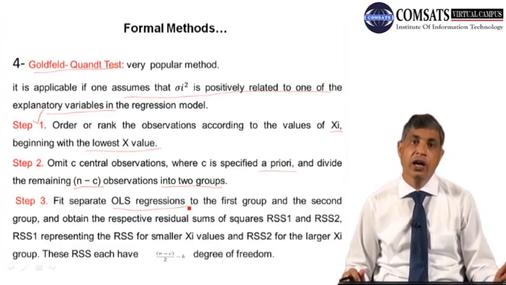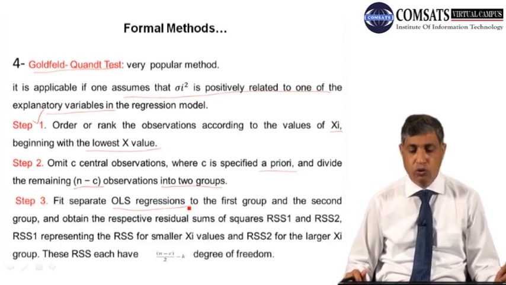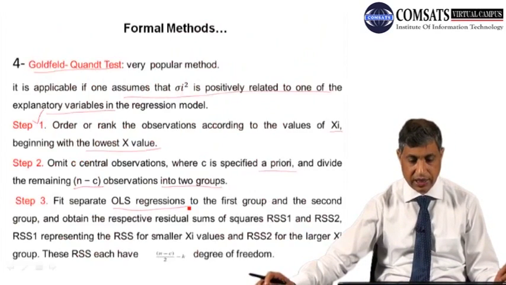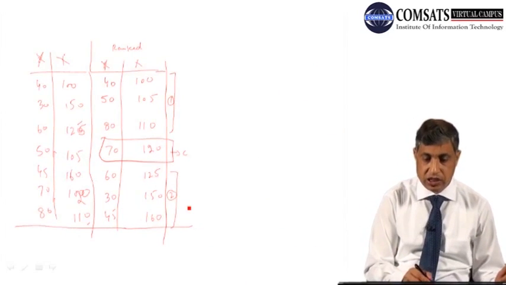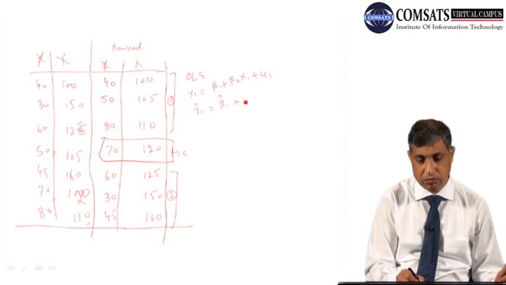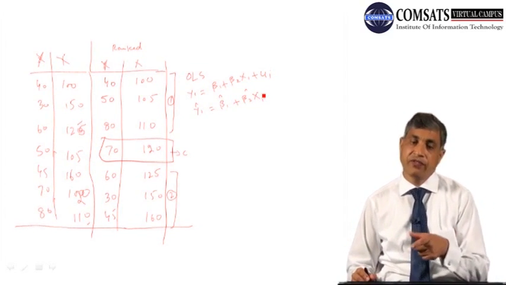We have to run the OLS regression on the first group and the second group. Okay, come here and we run the regression. So what is this? We will be doing OLS regression, and the regression will be very simple, that yi is equal to beta 1 plus beta 2 xi plus ui, and when we estimate it, it will become yi hat equals beta 1 hat plus beta 2 hat xi. This will be the first group.